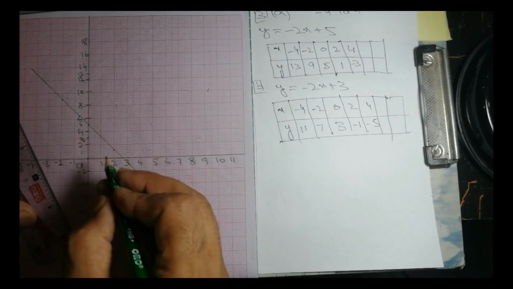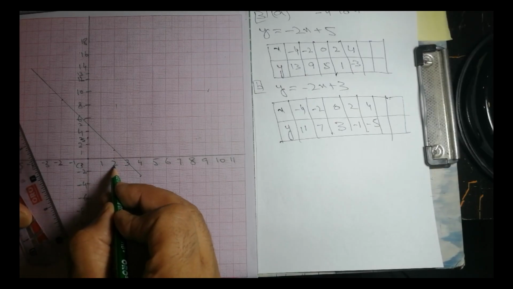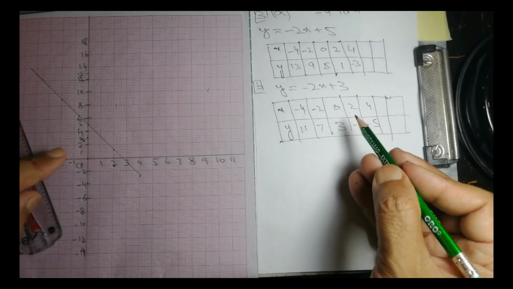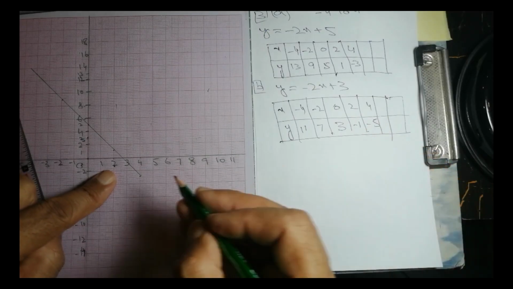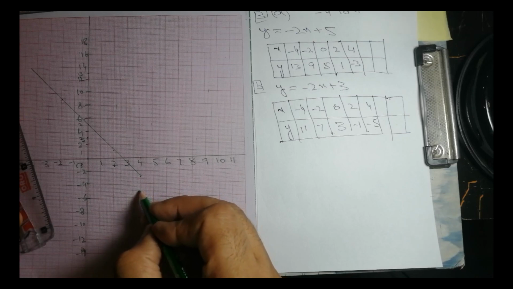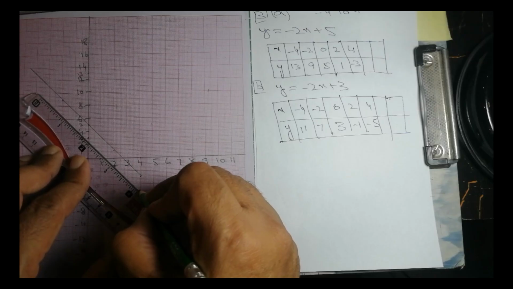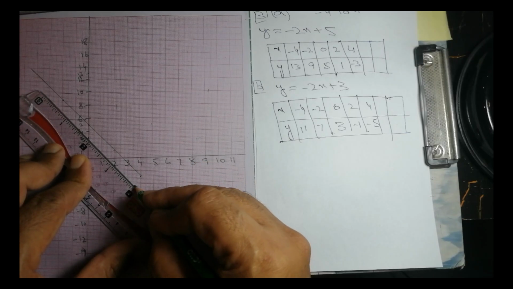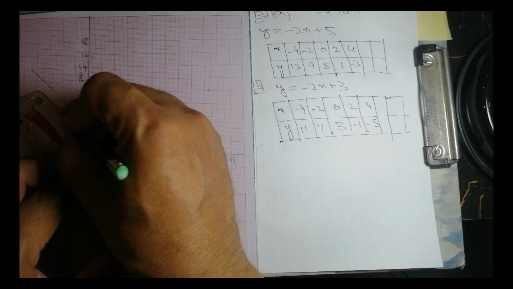2, minus 1: 2 on x, and minus 1 is this one somewhere in the middle. And 4, minus 5: 4 and minus 5 is here. So up until now we have drawn just 3 points, and you can see that from these 3 points, we can draw the line.